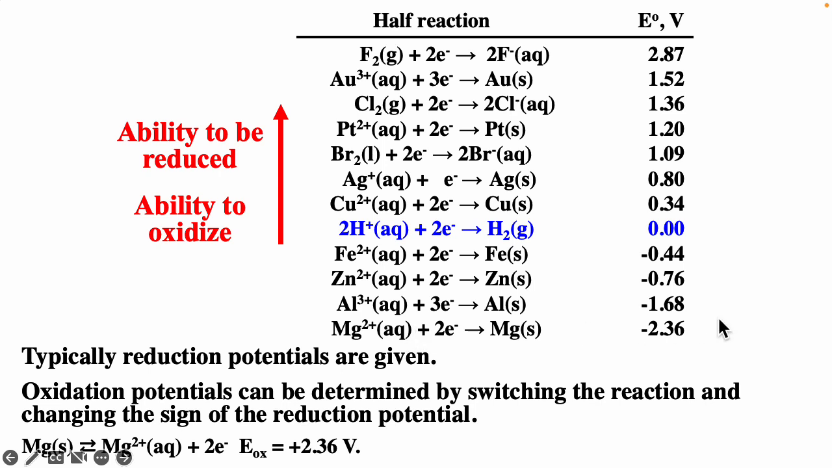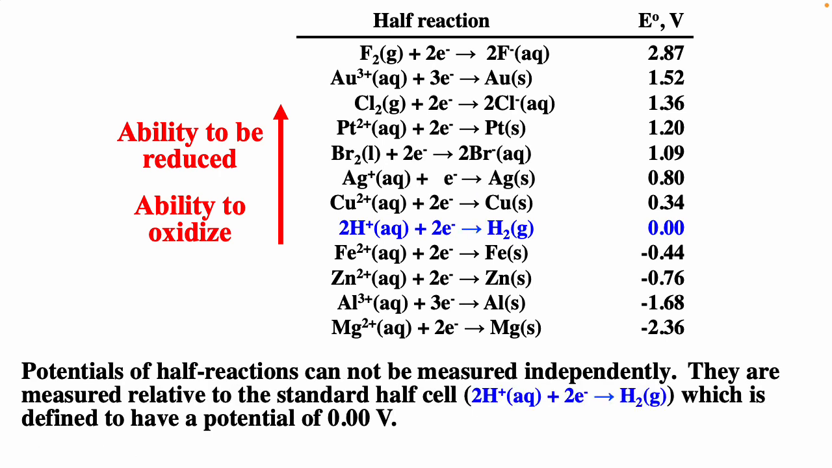If you flip the half reaction, you change the sign. And so the reduction potential for magnesium ion is minus 2.36. The oxidation potential for magnesium metal is plus 2.36. And again, please remember, half reactions cannot be measured independently, and so they're always measured relative to the standard half cell, which is hydrogen ion going to hydrogen gas. The standard half cell potential is defined to be 0.